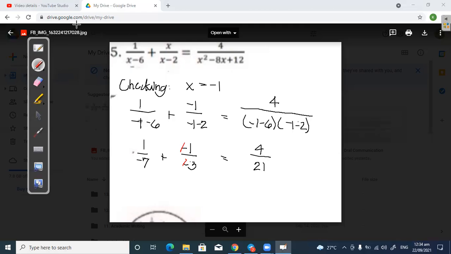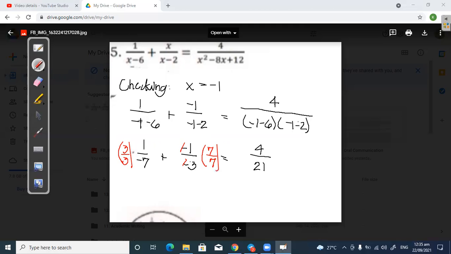So, paano natin i-work out yan? Ito yung ginagawa ko rin dyan. Multiply natin sa 7, itong, 1 over negative 7 by 3 over 3. And ito namang 1/3, multiply natin by 7 over 7. Kasi again, if you're multiplying a number divided by itself, you're just multiplying by 1.